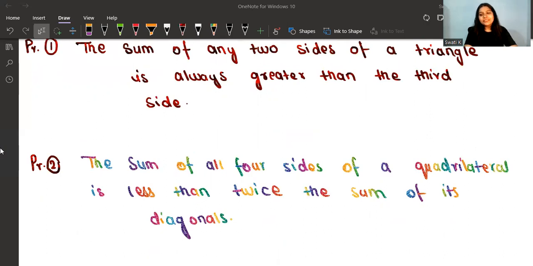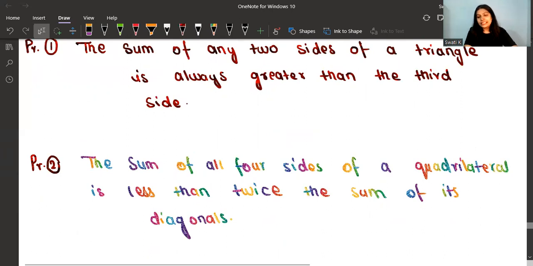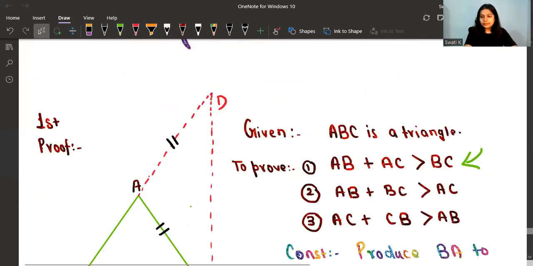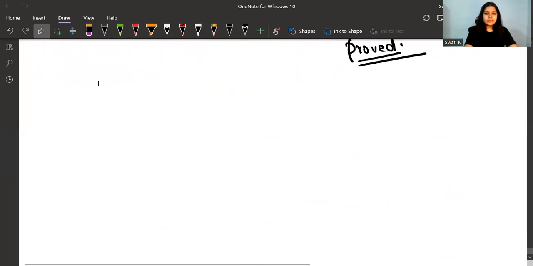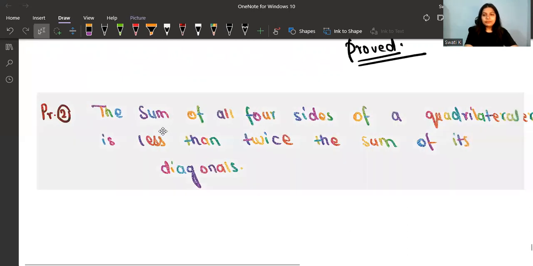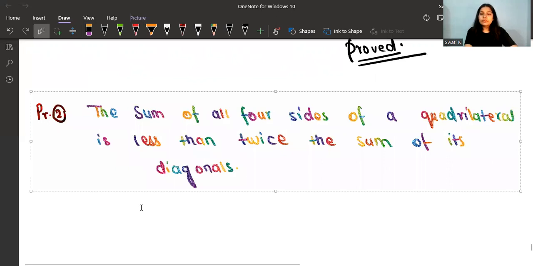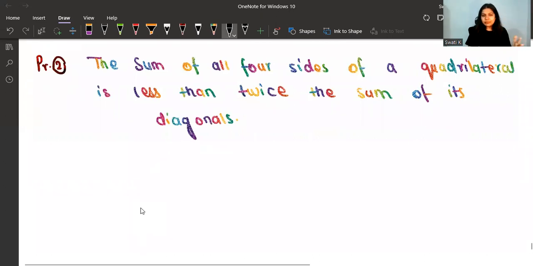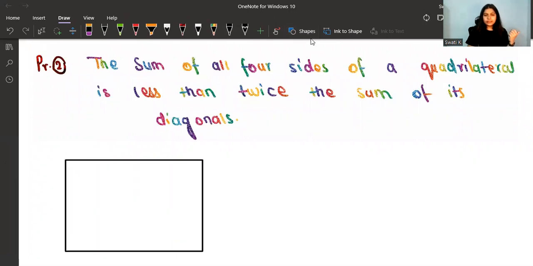Now, because we have the proof of the first property, we are going to use the first property to prove the second property. So let's get started with the second proof now. So yes, that's our second proof, as you can see. We have to prove that the sum of all the four sides of a quadrilateral is less than twice the sum of its diagonals. With the help of the statement, maybe it's not very clear, but when I draw the diagram, it is going to be quite simple for you.